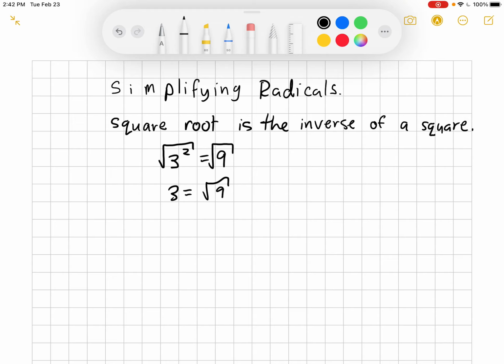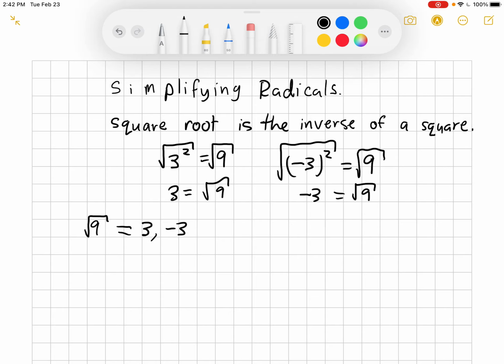A couple of things to keep in mind here. First, negative 3 squared is also 9, because negative 3 times negative 3 would be 9. So therefore, if you were to do the same operation, you would get negative 3 is equal to the square root of 9. So when you take a number and take the square root of it, we expect two answers. Another way of saying that is plus or minus. So you could write 3 or negative 3, or you could just write plus or minus 3.